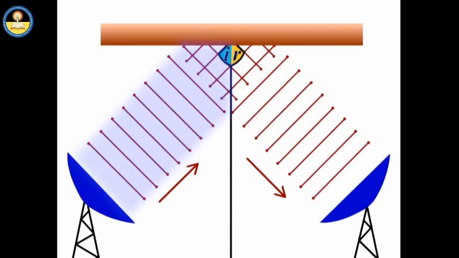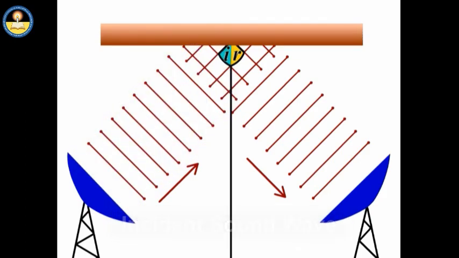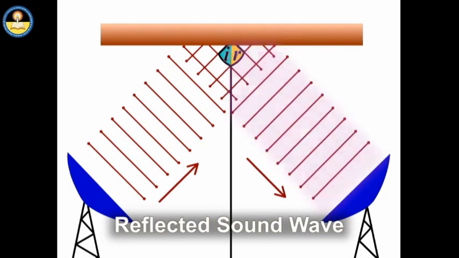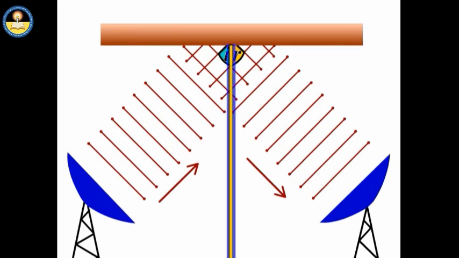The sound wave that travels towards the reflecting surface is called the incident sound wave. The sound wave bouncing back from the reflecting surface is called the reflected sound wave. The point of incidence and the point of reflection are the same point on the reflecting surface. A perpendicular drawn at the point of incidence is called the normal.